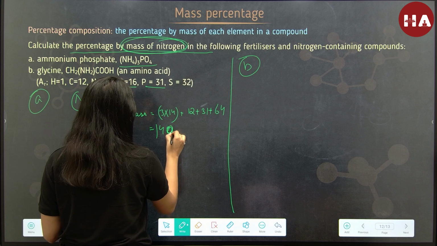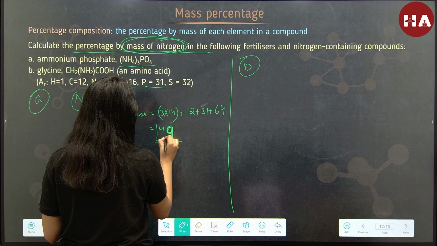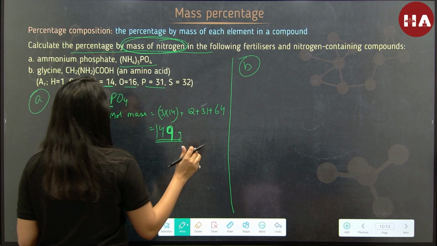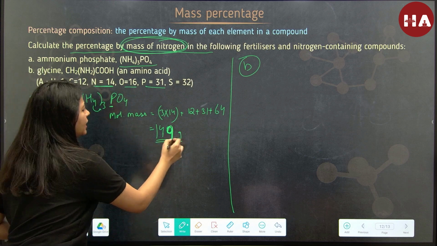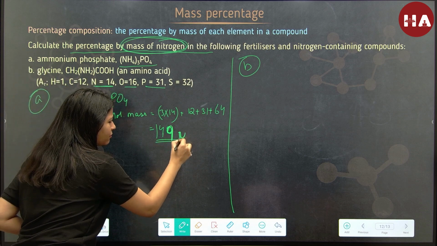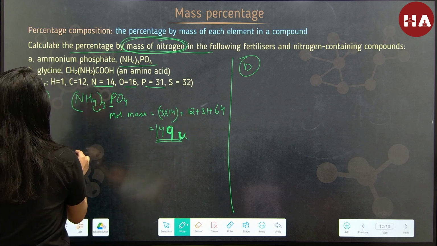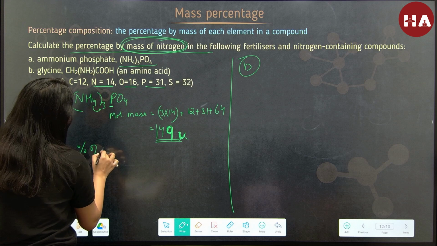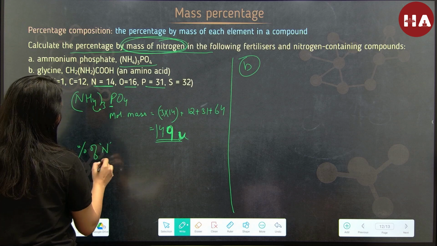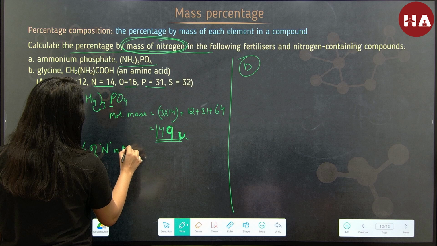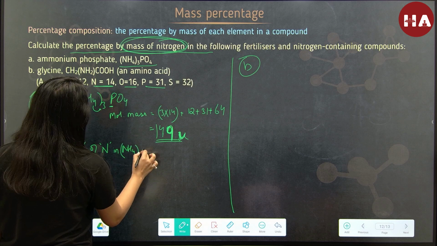149 will be the molecular mass of this ammonium phosphate. All right, this is going to be the mass of ammonium phosphate. You can write in grams, or you can also use U, or unit. Next, we have to calculate the percentage of nitrogen. I am writing nitrogen as N in (NH4)3PO4.